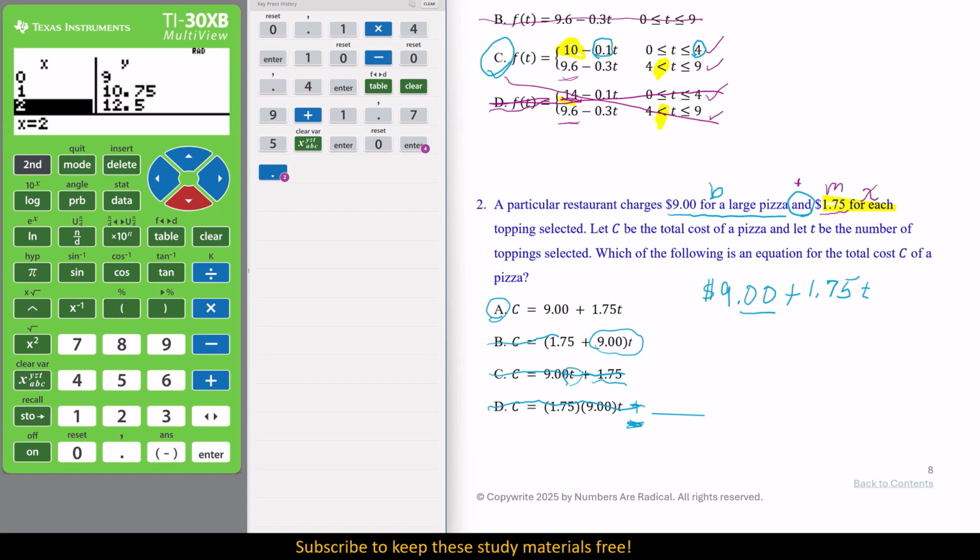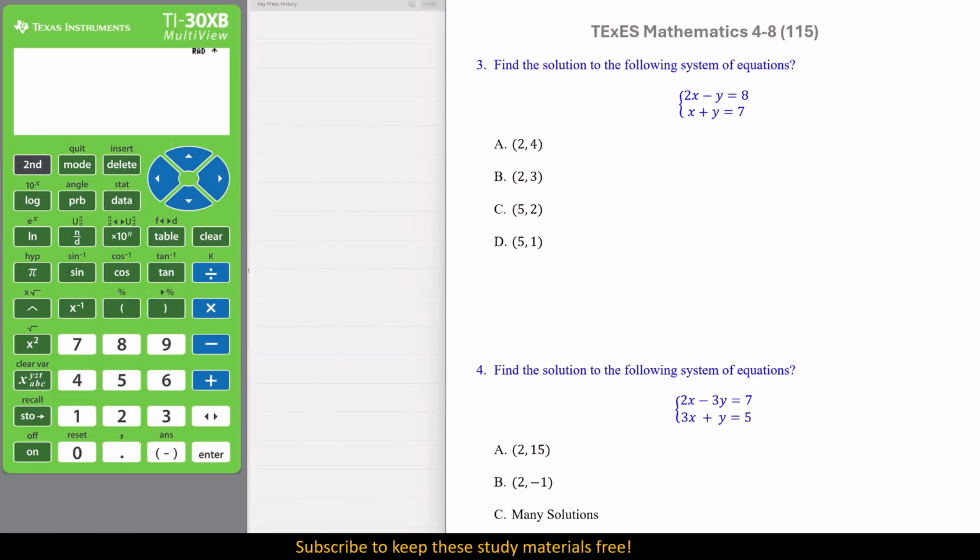All right. Let's look at number 3. Find the solution of the following system of equations. They give us a nice simple system, and our options are all whole numbers. So this shouldn't be too tough to deal with. I would recommend, because you have minus y and plus y, sorry, I keep saying the wrong thing. You have this.